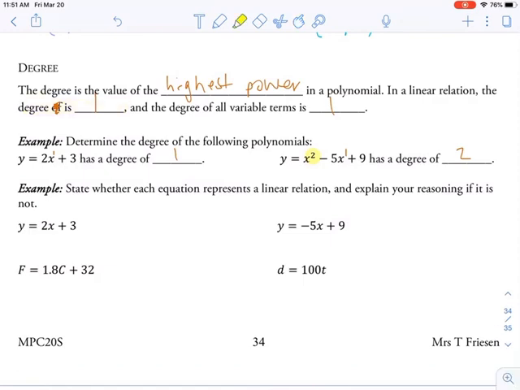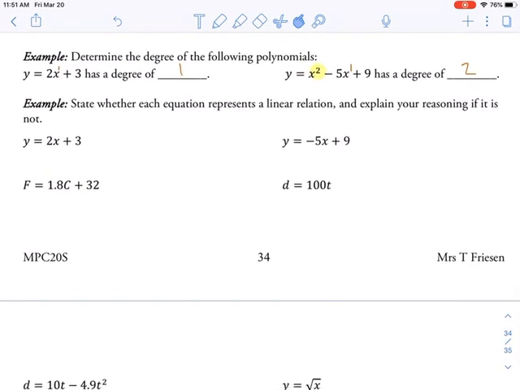Okay, so when we look at a question like this, where it says state whether each equation represents a linear relation, we are looking for linear relations that have a degree of 1, so any equation with a degree of 1. So here, y equals 2x plus 3, there's that little invisible 1, so that means the highest power here is 1, and that means that this is a linear relation, with this terrible stylus. So fun.